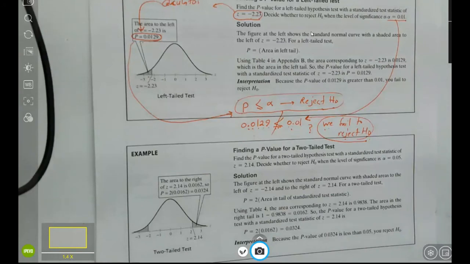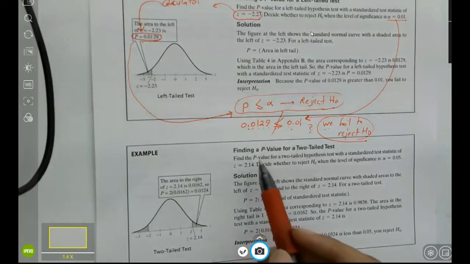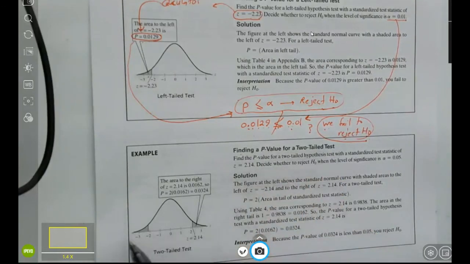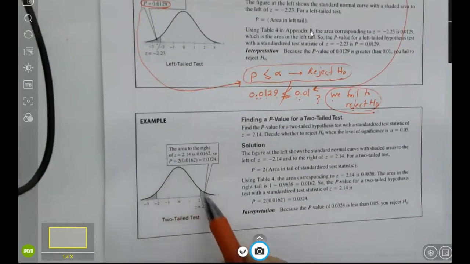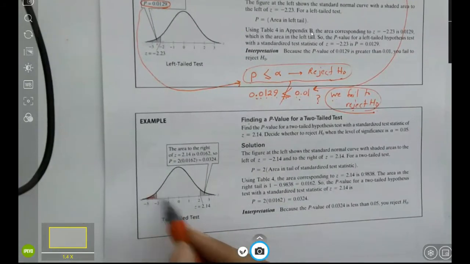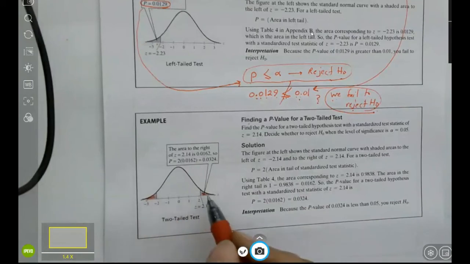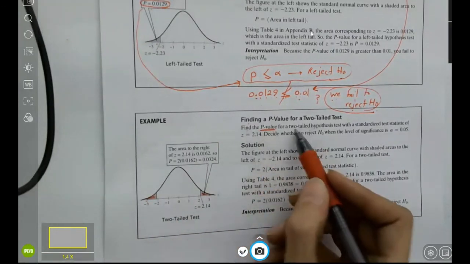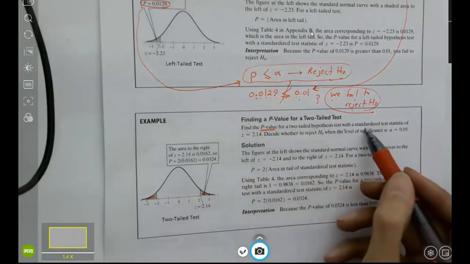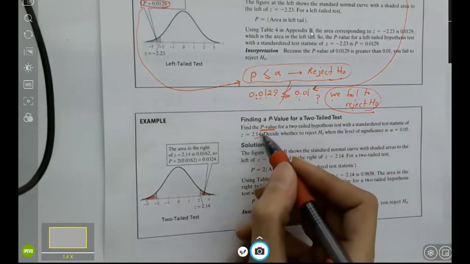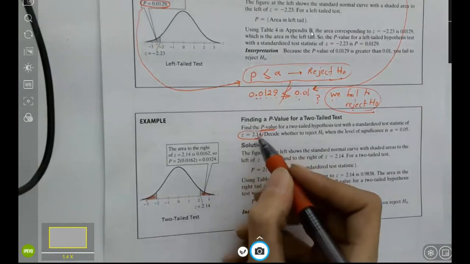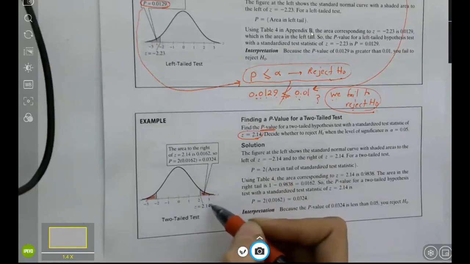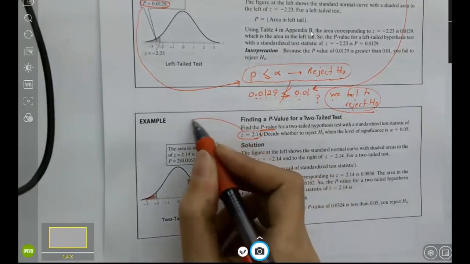So our next example says, finding a p-value for a two-tailed test. Here you have a two-tailed test. As you can see, your graph has two shaded parts, on the left and on the right. The question says, find the p-value for a two-tailed hypothesis test with a standardized test statistic, which is given to us as z equals 2.14. Z is given to us. We need to find the p-value.